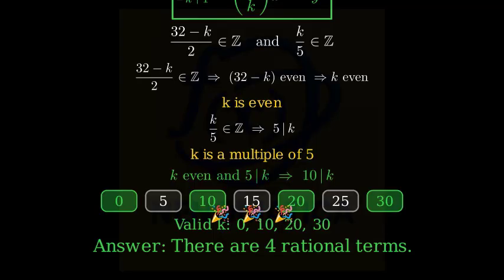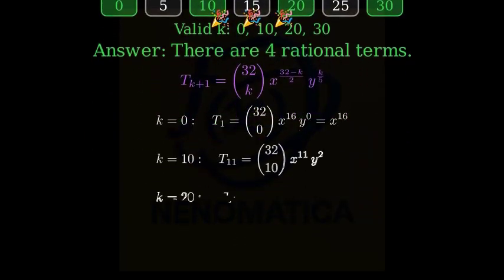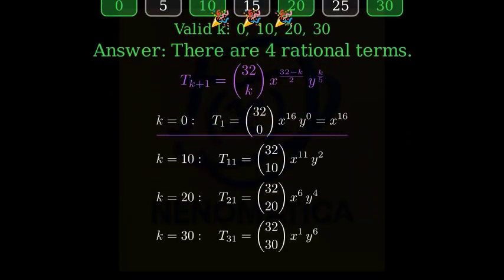Optional check. Let us write the explicit forms by substituting k equals 0, 10, 20, and 30 into the general term. Summary. General term equals n choose k times x to the power (32 minus k) over 2 times y to the power k over 5.